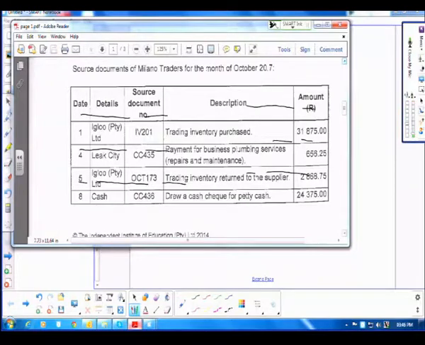So they say source documents of Milano Traders for the month of October 20.7. So you see they give you transactions like this, and you need to work out exactly to what subsidiary journal you need to take each transaction. So I want us to look at this form. All right, let's just erase this so that it looks nice and tidy.